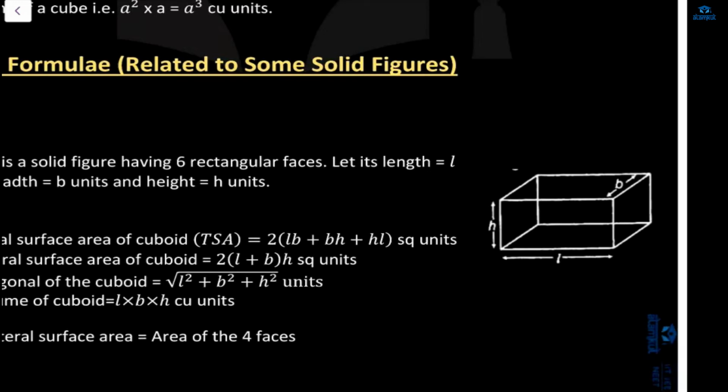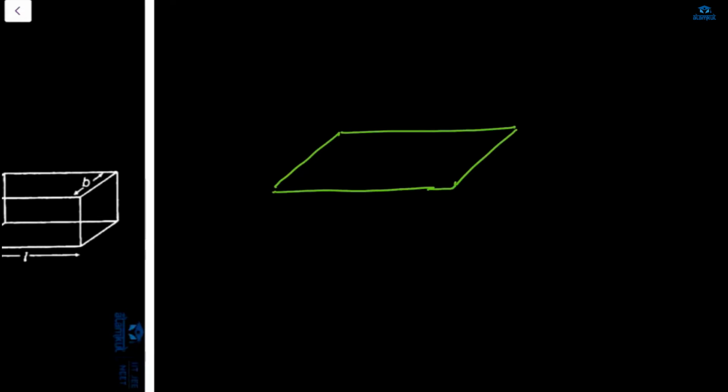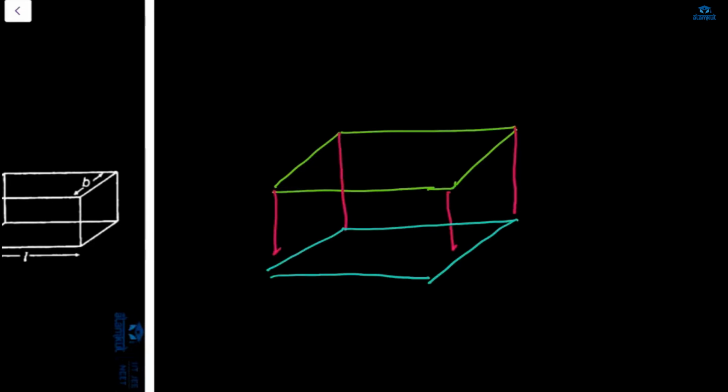Now, what is in the cuboid here? You have a length in one surface. I'm using different colors so that it will be very clear. I'm marking the six faces here. This one is the upper part, the first one. The below one is the second. Now this is the third. This is the fourth. This is the fifth. And this is the sixth face.